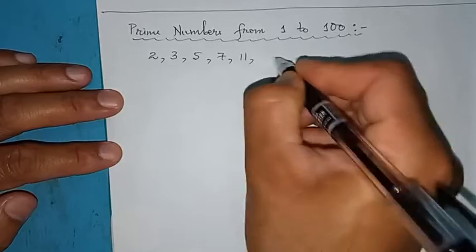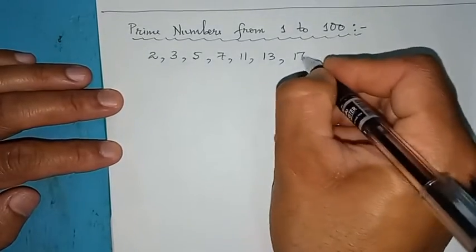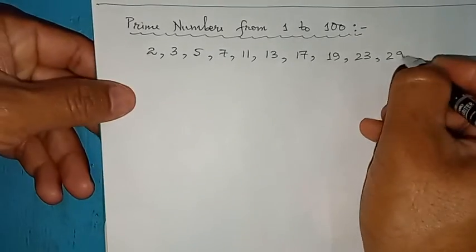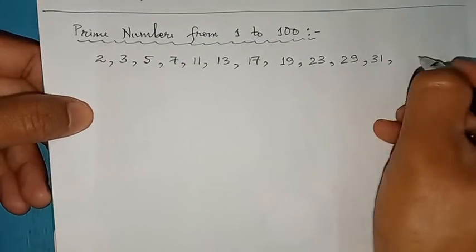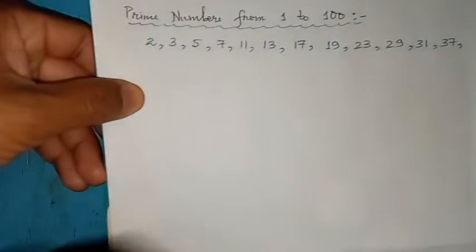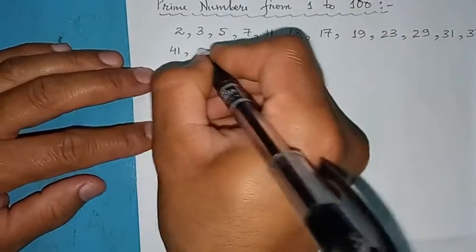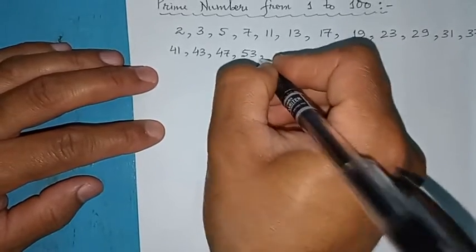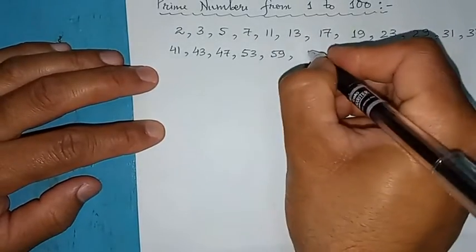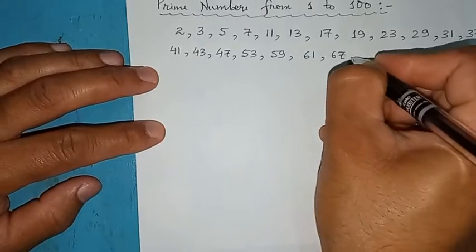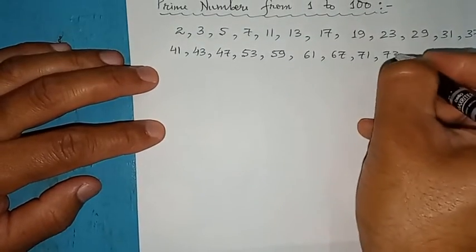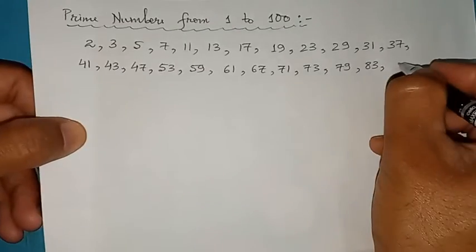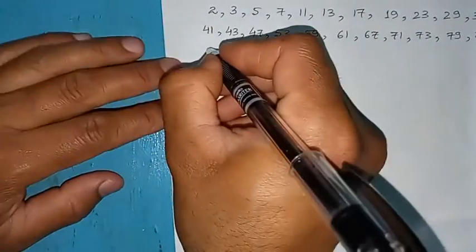11, then 13, 17, 19, 23, 29, 31, 37, 41, 43, 47, 53, 59, 61, 67, 71, 73, 79, 83, 89, and last but not the least, it's 97.